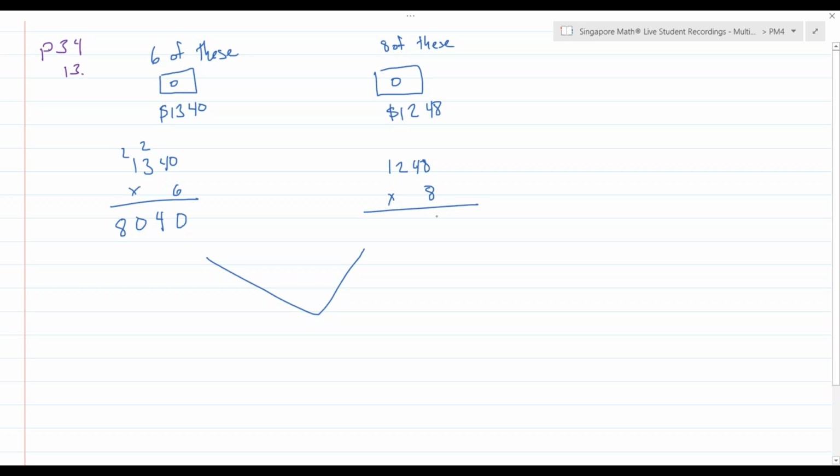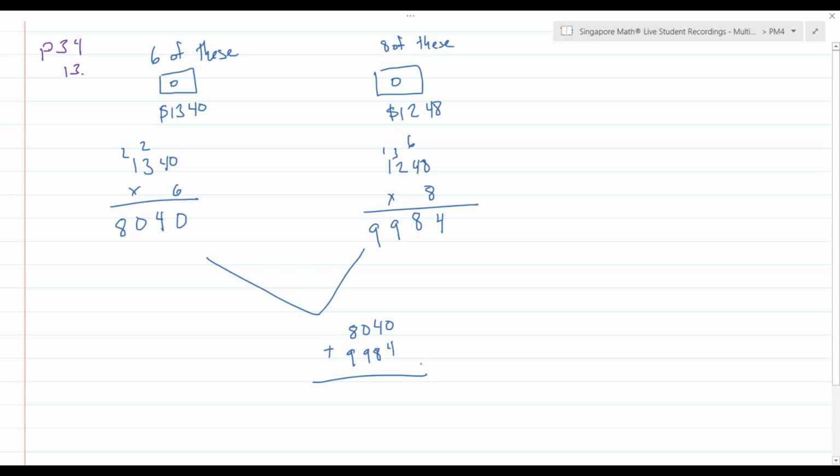1,248 times 8. 8 times 8 is 64. 8 times 4 is 32. 6 more is 38. 8 times 2 is 16. Add 3 is 19. 8 and 1 is 9. Again, see how quick it is when you can do the multiplication quickly. You'll need to practice and make sure if there's any of those you forget that you just get more and more quick at multiplying all of those numbers.